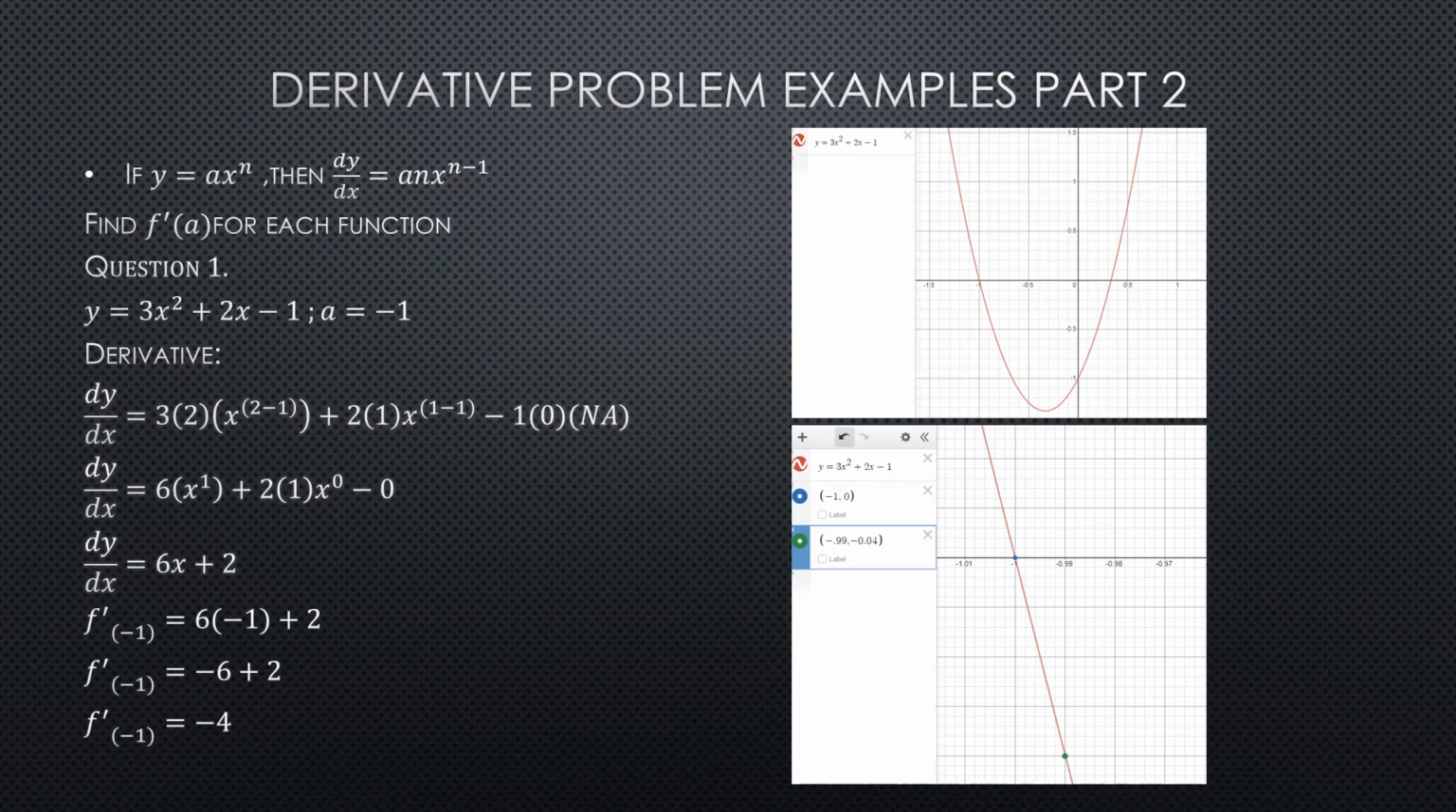Well, that x equal to negative 1, we'll drop that in for the x. So we get 6 times negative 1 plus 2. So we get f prime at negative 1 is equal to negative 4. So what that's saying is at that point, we've got a slope equal to negative 4.